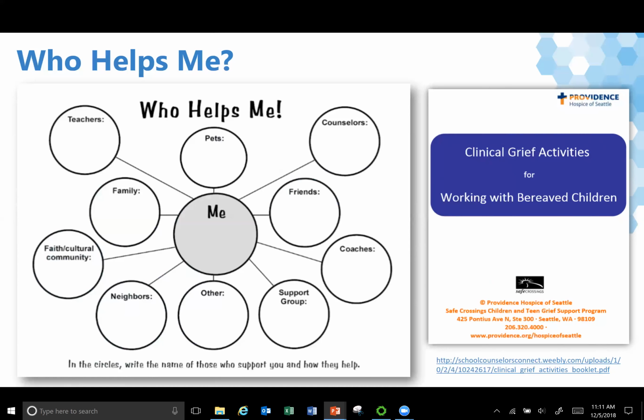The Providence group has a whole series of resources. We pulled several of them out of the grief activities, but they can be adapted and applied in other settings. Anytime you see the Providence icon on the slide, just know that's where we got that from, and that link is here for you to go back and take a look.